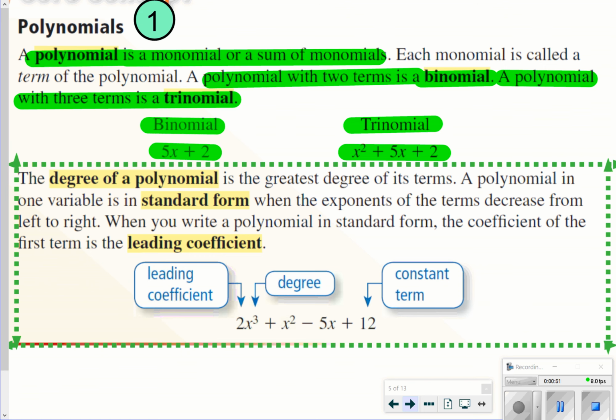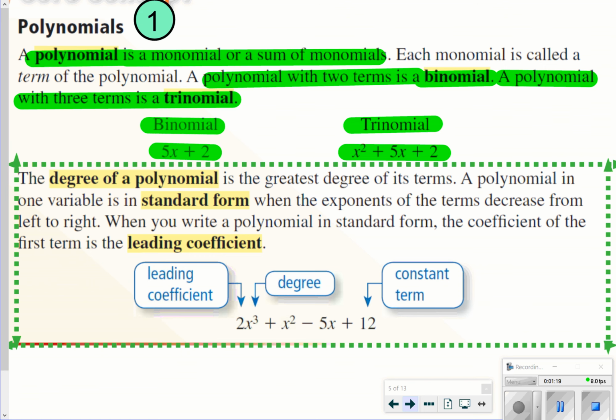The other thing I need you to know is what the leading coefficient is, the degree, and then the constant term. The leading coefficient is always the coefficient in the first term, and the first term is always the term with the highest degree. That's called standard form. It says that right here. A polynomial in one variable is in standard form when the exponents of the terms decrease from left to right.